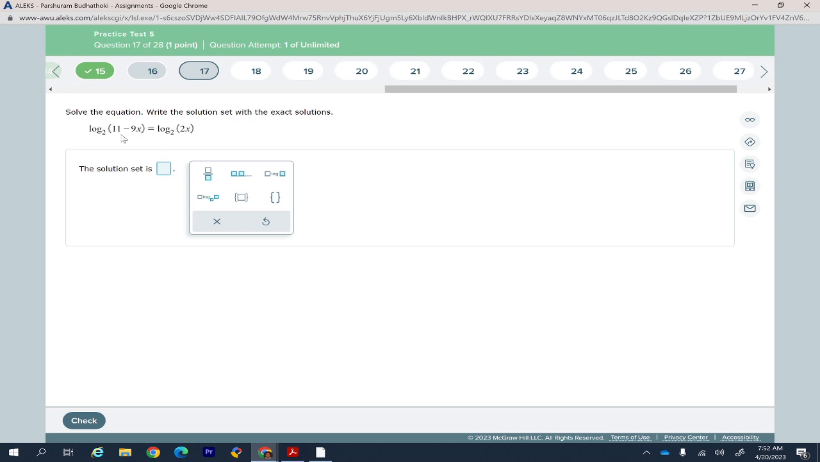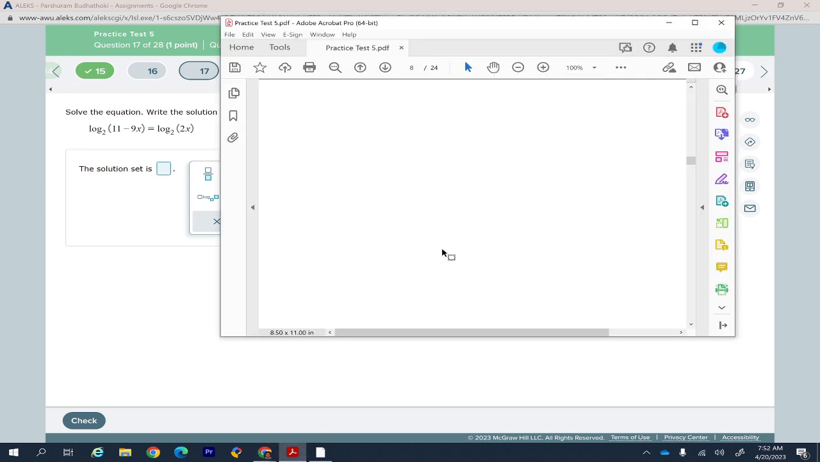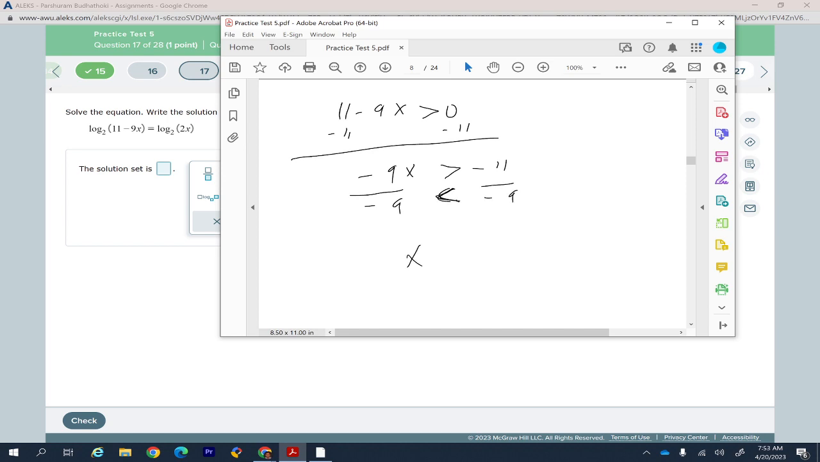But before solving, you need to make sure that you know the domain. The domain for the first one comes from here, the domain from the second one comes from here, exactly the way I did number 15. You can use the same idea. Remember, 11 minus 9x has to be greater than 0. You solve for x, so subtract 11, so negative 9x has to be greater than negative 11. Divide both sides by negative 9, but when you divide by a negative, this sign flips, so x has to be less than 11 over 9.